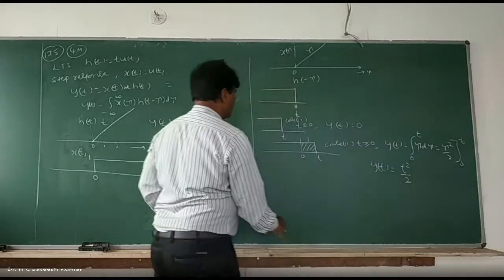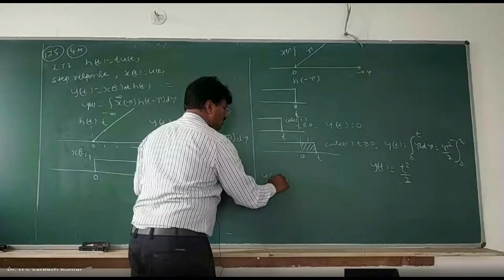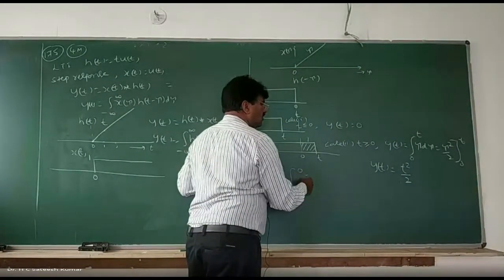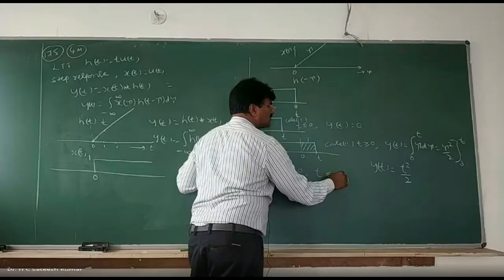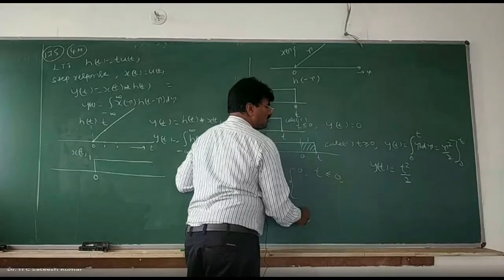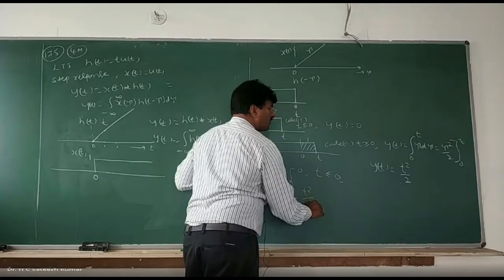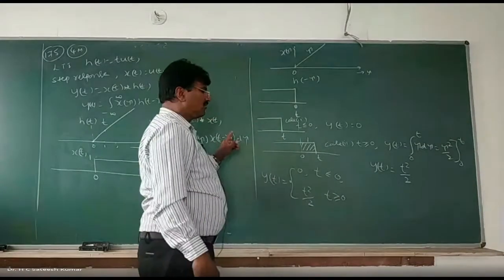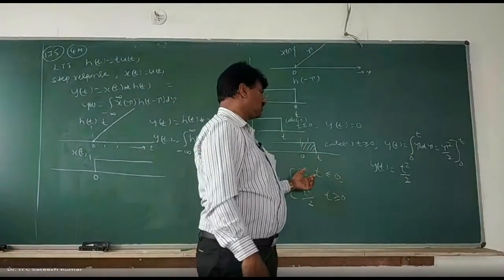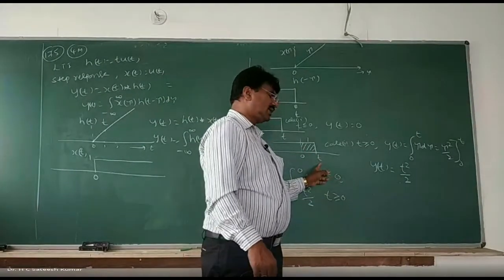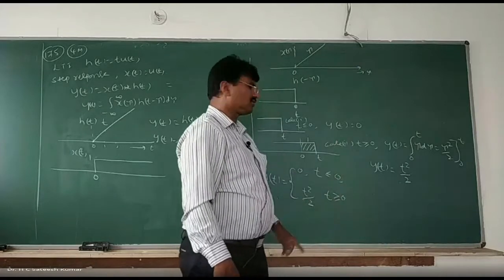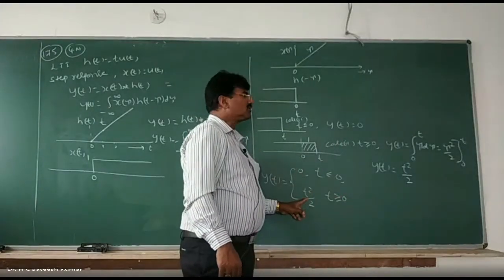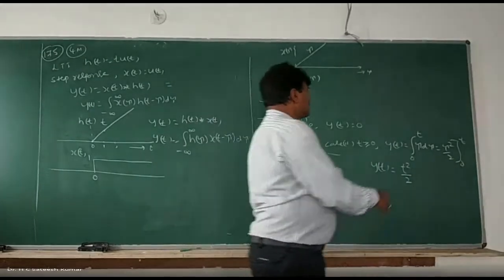Therefore, what is the summary? Y of t is equal to only two values. Its value is equal to 0 for t less than or equal to 0, and is equal to t square by 2 for t greater than or equal to 0. Cases you verify. Minus infinity to 0, 0 to infinity, cases we correct. T is equal to 0, its value is 0. That's it.